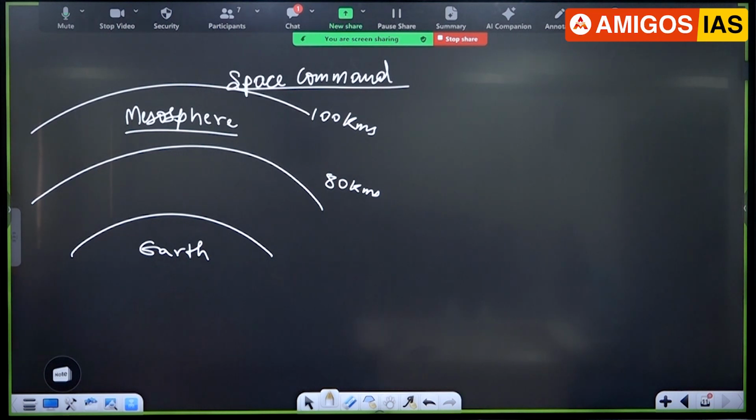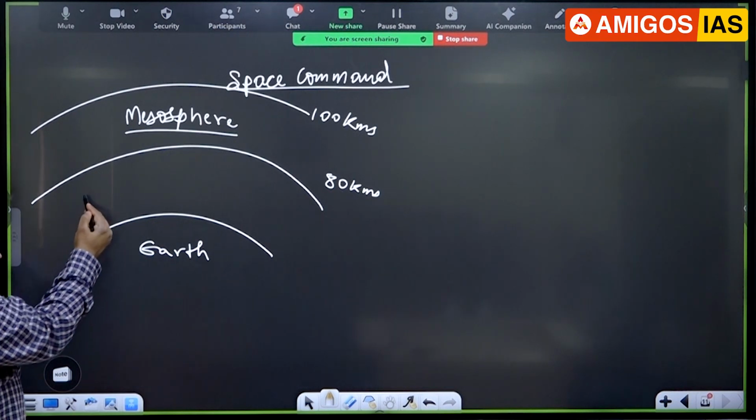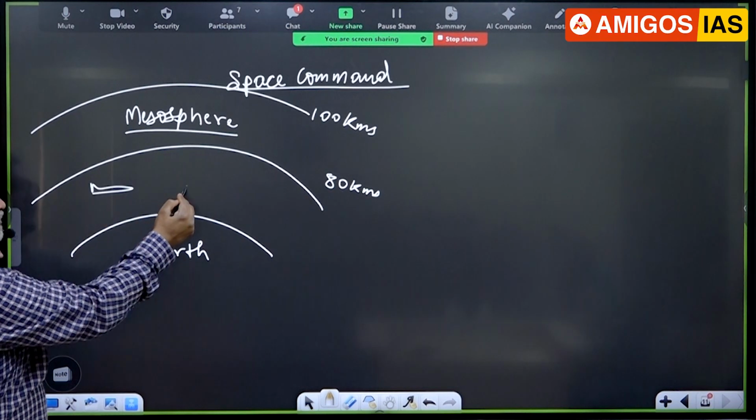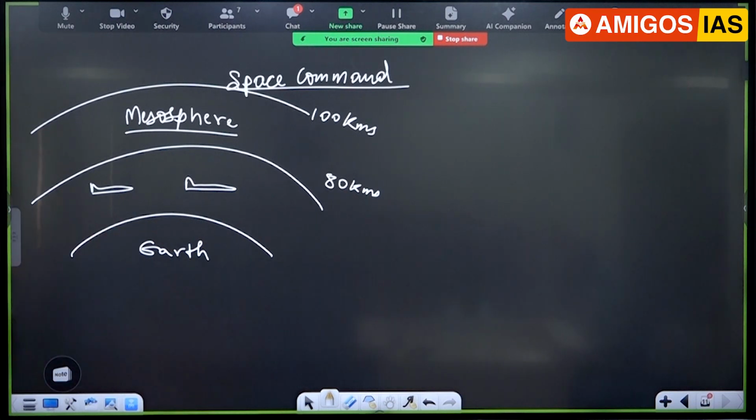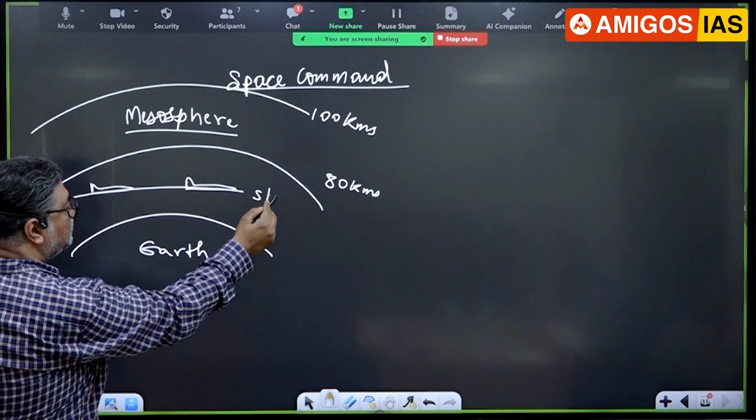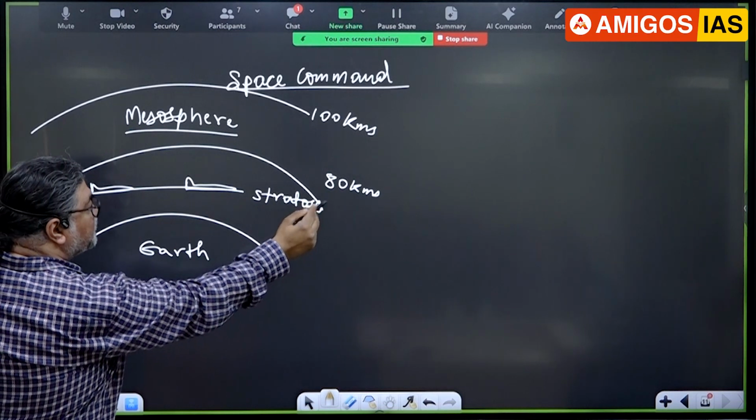Now let me ask you a very simple question. When we are on the Earth, we have a very important aviation sector where we have an aeroplane flying in the air. Now tell me, at what height do normal domestic or international airlines fly? What should be the height? Normal aircraft, where does it fly? No, that is a part of stratosphere or troposphere. It goes to stratosphere. Lower stratosphere, not upper.